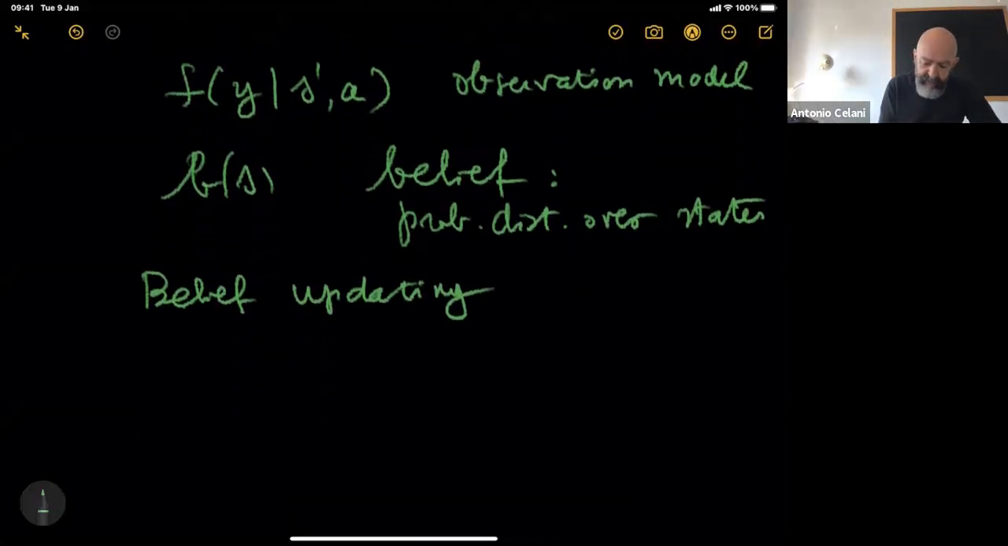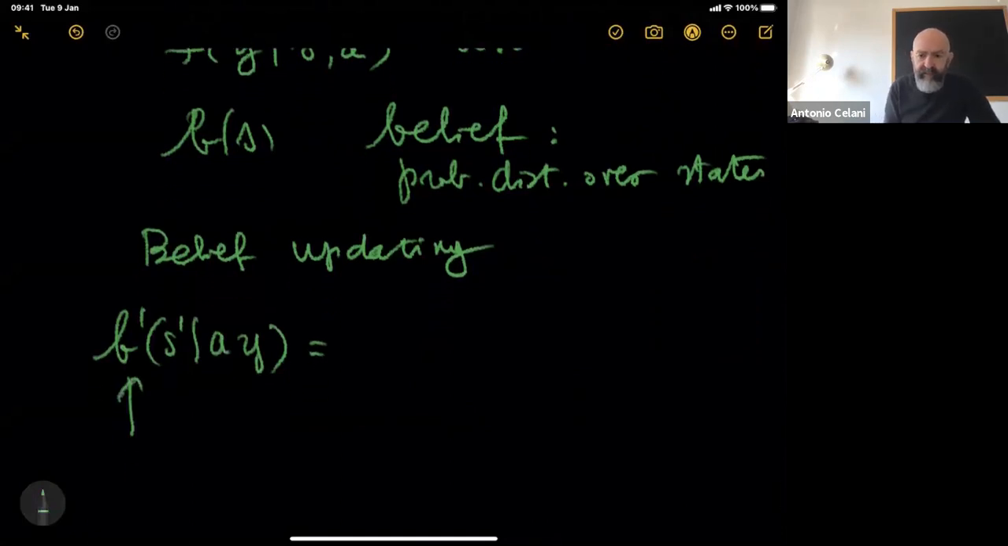Which is the following one. Let me write it and then we comment on it. So this object here is the updated belief. If you wish, the posterior, given a certain action taken and a certain observation made. And so my system goes from one state to another due to some action, and in the process, some observation is made, and as a result, I update my belief about where I am in state space, which state I am occupying at the current moment.